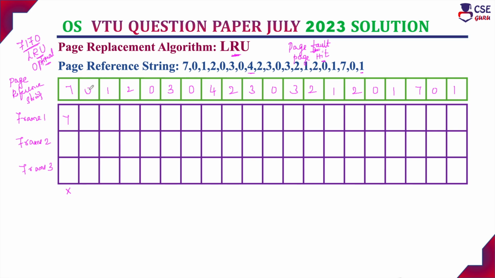Next reference string is 0. 0 is not available in main memory, so you have to swap it in from the secondary memory to main memory. So frame number 1 will consist of 7, and reference string 0 you place in frame number 2, and this is also a page fault. Next reference string is 1. 1 is not available in main memory. You have to swap it in from secondary memory to main memory, and frame number 3 is free. You place it in frame number 3, and this is also a page fault.